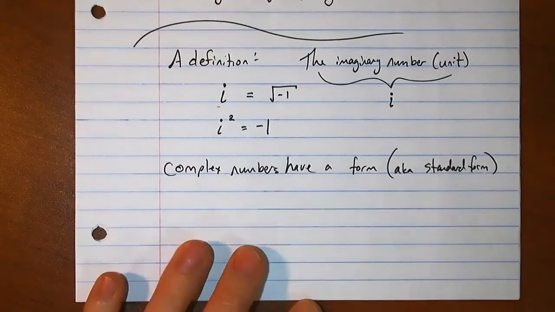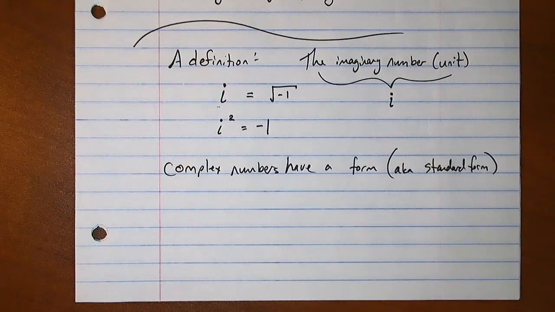But of course, we know, because we've done enough math, that just because something has a standard form, that doesn't mean it's always in standard form when we first encounter it. Sometimes you have to simplify it. And that is going to be one of our learning objectives in this video.